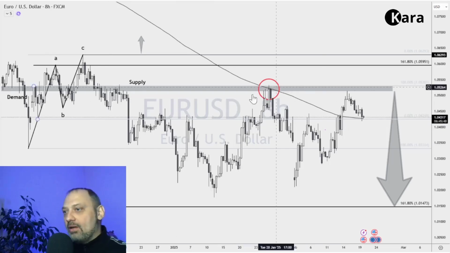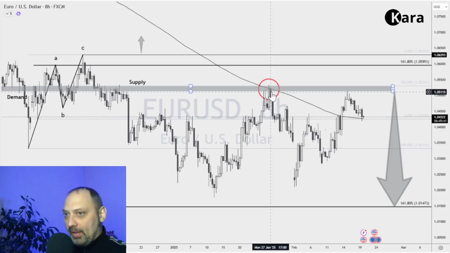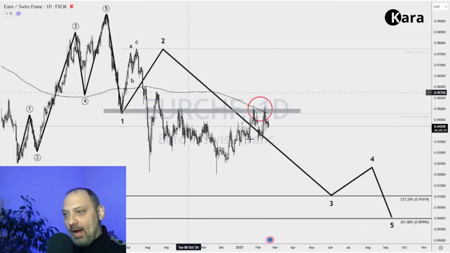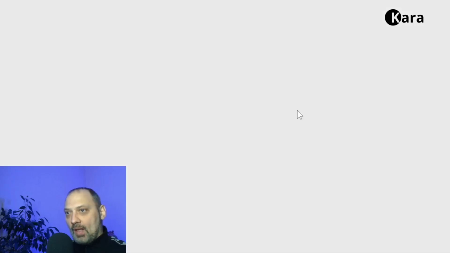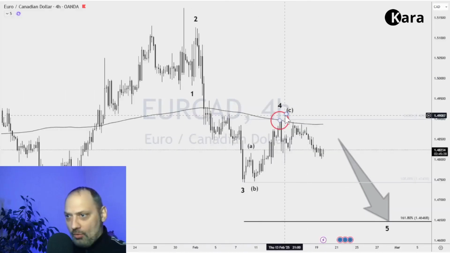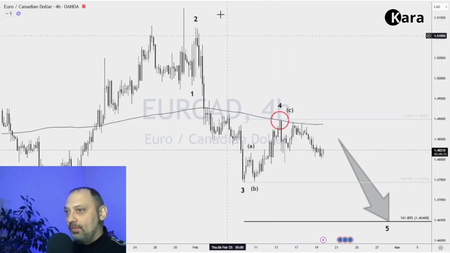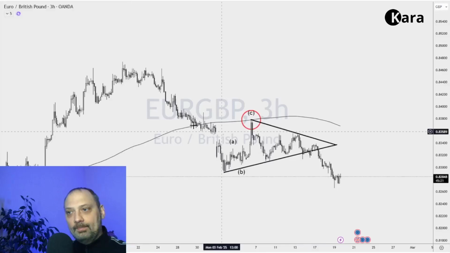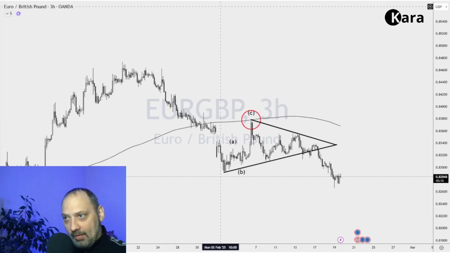So what we have, the euro dollar, we had a bounce of the 200 simple moving average. I will be looking at all major pairs and the 200 simple moving average on slightly different time frames. The euro franc on the daily chart, we had a bounce of the 200 simple moving average. On the euro Canadian dollar, we had a clean bounce of the simple moving average on the 4-hour time frame, and on euro pound 3-hour chart, clean bounce of the 200 moving average.